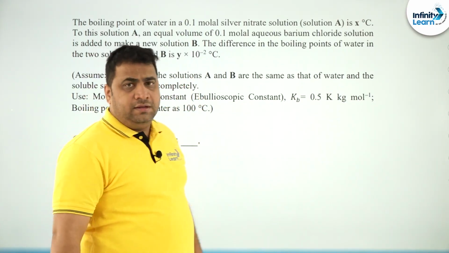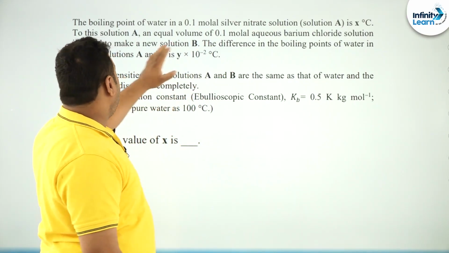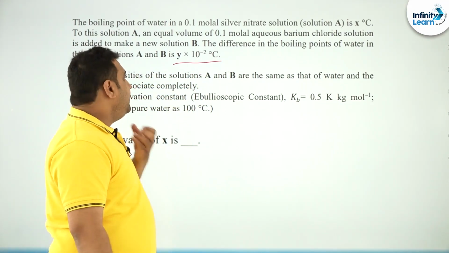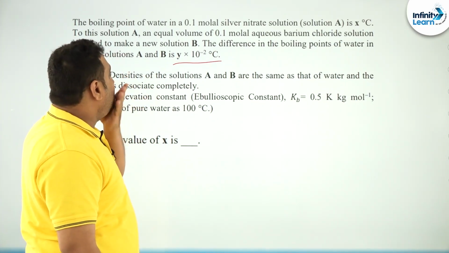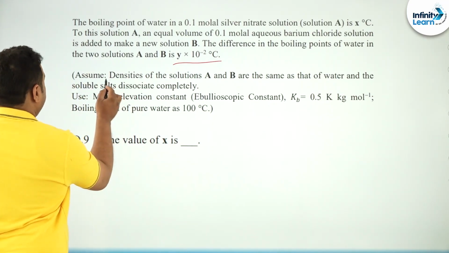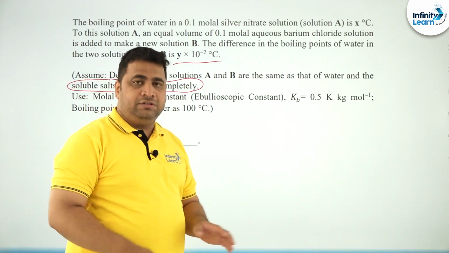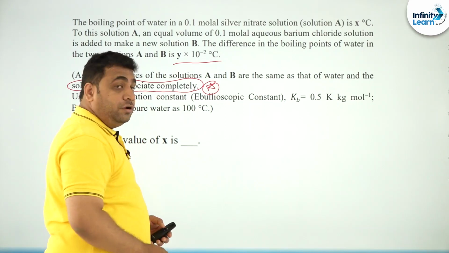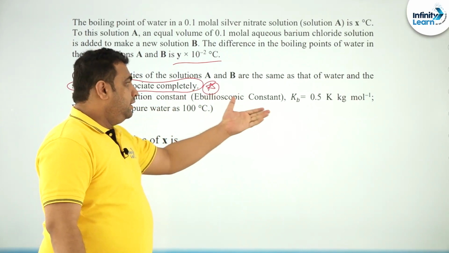That means obviously there is a chance of some chemical reaction to occur. Then the difference in boiling point of water in the two solutions A and B is y into 10 to the power of minus 2 degrees centigrade. Assume the density of A and B are same as that of water and the soluble salt dissociates completely. Soluble salts only will dissociate completely. He cannot use the word insoluble salts have dissociated. So let us be careful, this point is going to be the decider of your problem. Use molar elevation constant, that is ebullioscopic constant, given values.